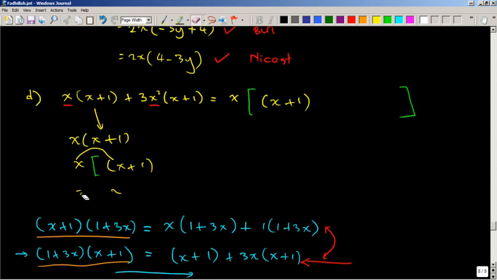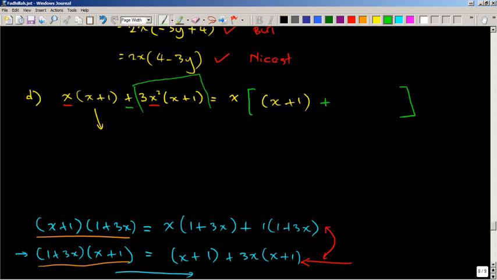Thank you. Okay. So you have handled the first part. And then you maintain the plus sign. Plus sign ini, you maintain it there. Alright, now you're going to handle the second part. You take away x from it. You take away x, then you're left with 3x. Tadi ada 3x squared, tapi sekarang tinggal 3x saja. And x plus 1. Okay?